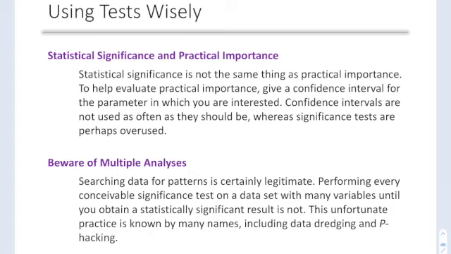So just some things to be careful of. Statistical significance versus practical importance. Statistical significance is not the same thing as practical importance. To help evaluate practical importance, give a confidence interval for the parameter. Confidence intervals are not used as often as they should, whereas significance tests are perhaps overused. Remember, confidence intervals can give us that interval of plausible values, whereas a significance test is just saying yes or no.